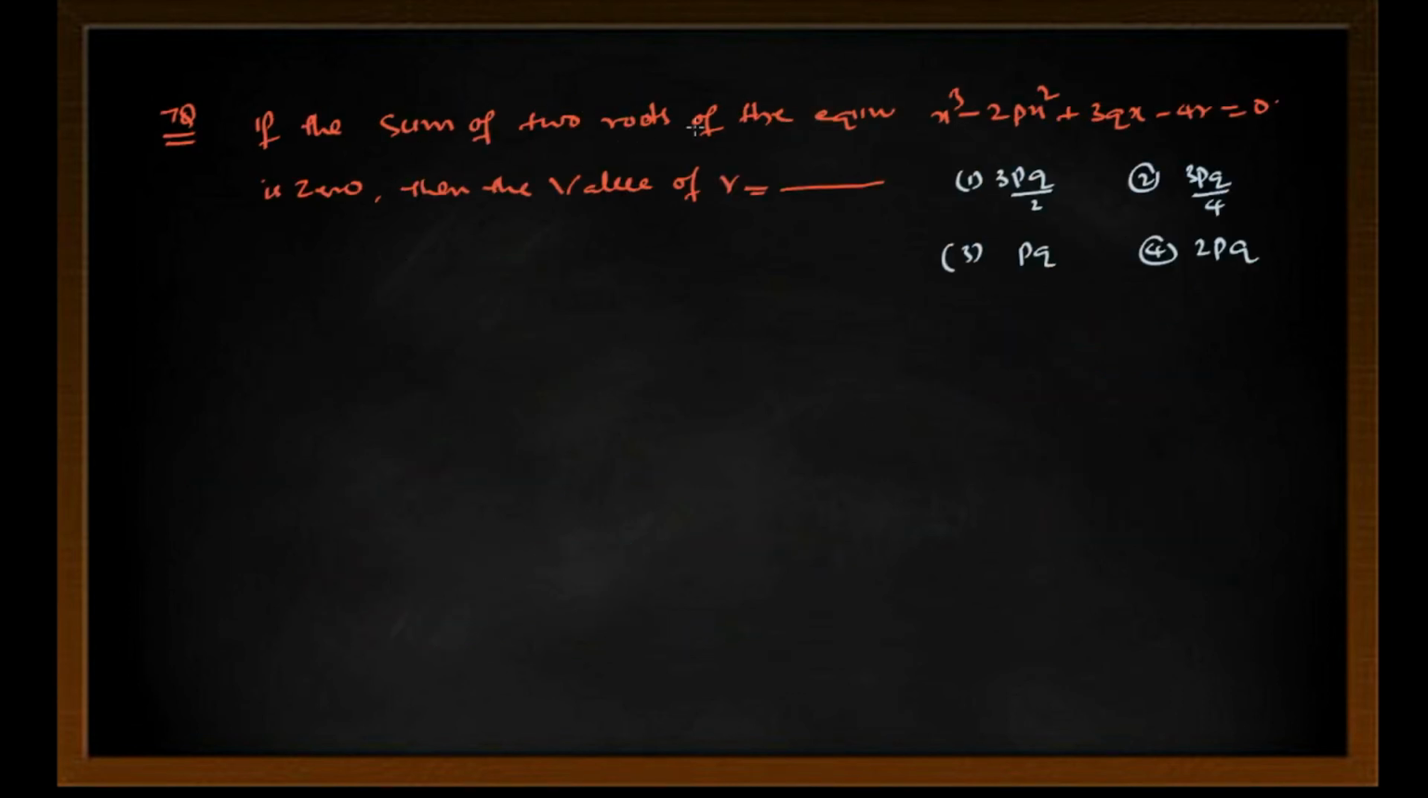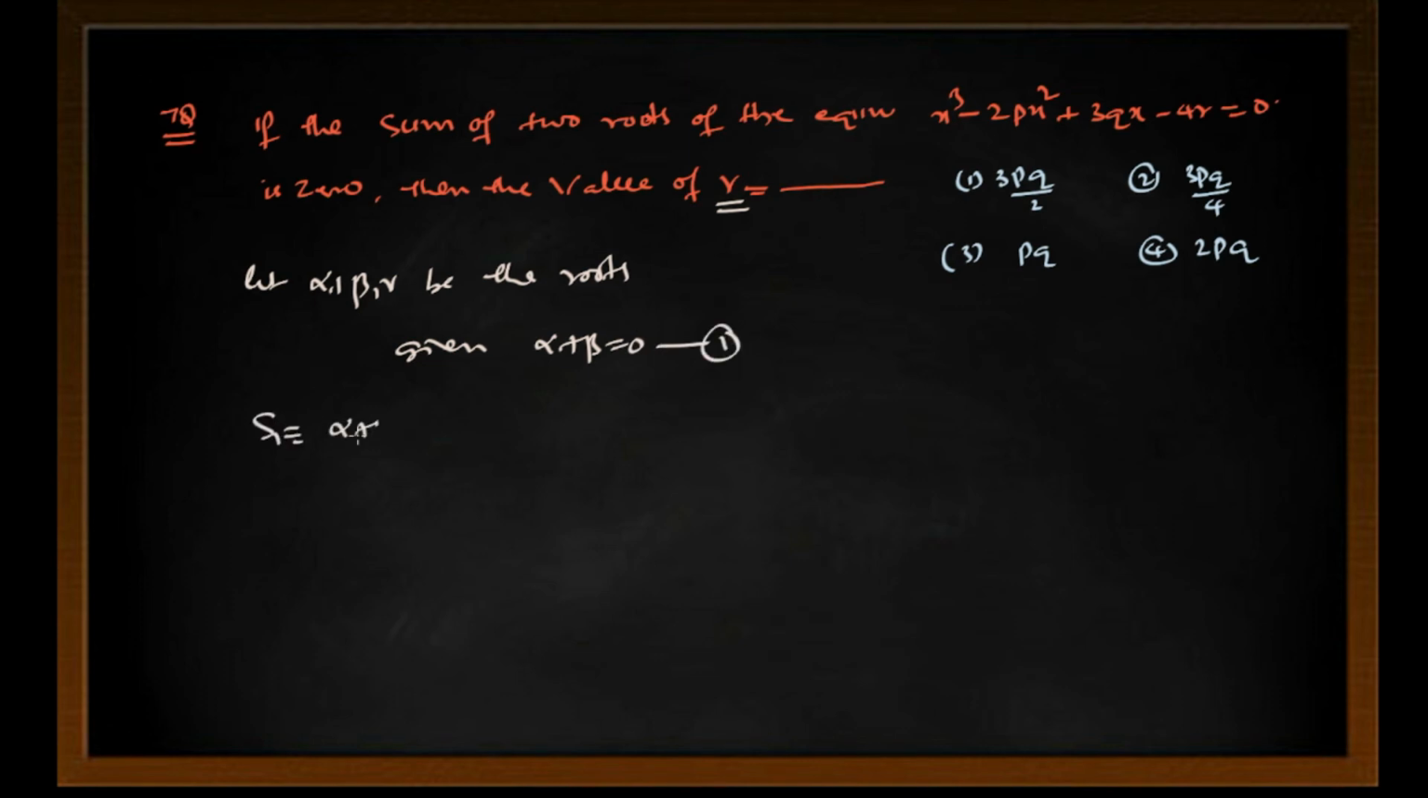Next question, if the sum of two roots of the equation is 0, then the value of r equals. So let alpha, beta, gamma be the roots, given sum of any two roots alpha plus beta equals 0. S1, alpha plus beta plus gamma, is minus b by a, so minus of minus 2p. If you substitute alpha plus beta here, gamma becomes 2p. Now one of the roots is 2p.